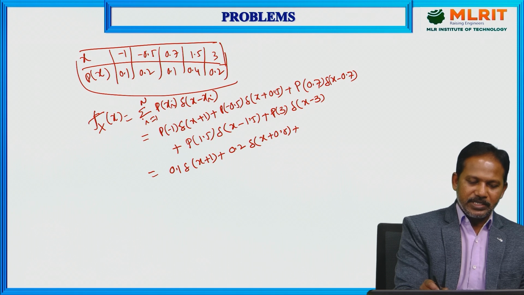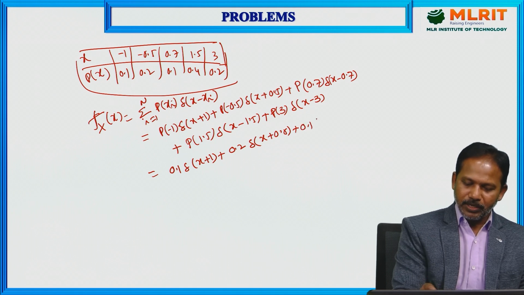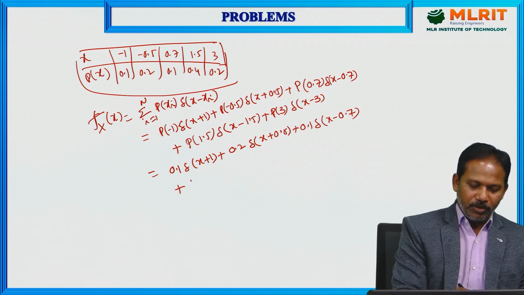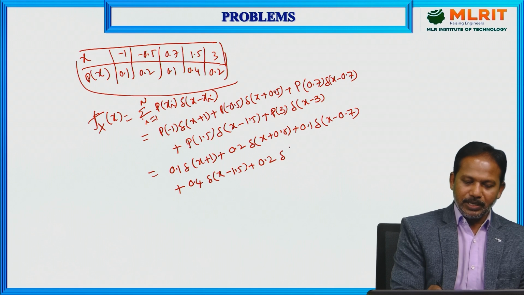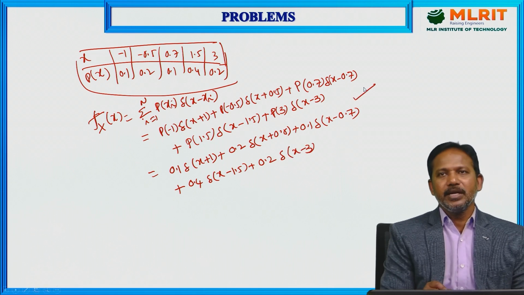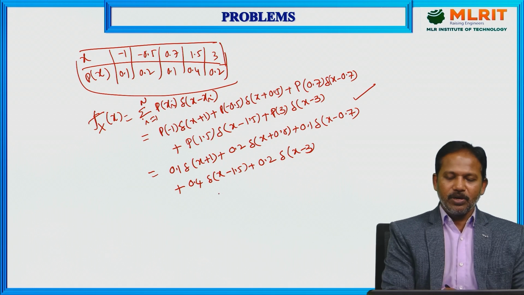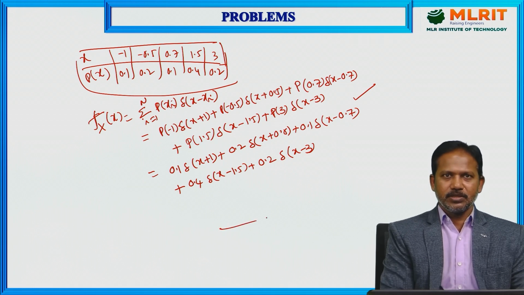P of 0.7, that is 0.1 into del of x minus 0.7, plus p of 1.5 means 0.4 into del of x minus 1.5, and p of 3 is 0.2 into del of x minus 3. So this is my probability density function. Now I want to draw the graph for this one.